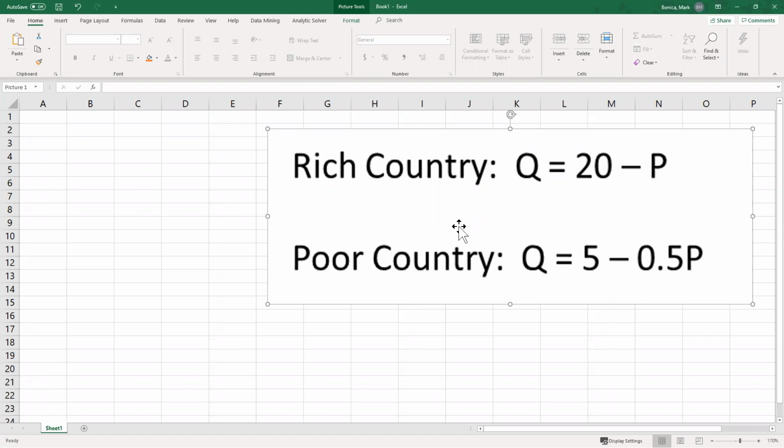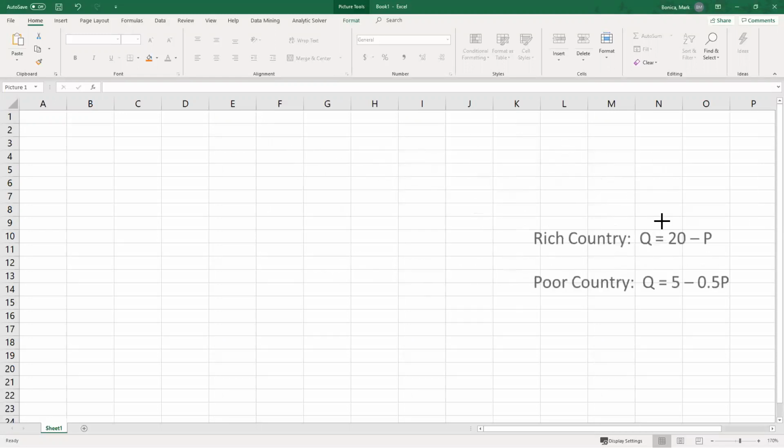Now, it costs the pharmaceutical manufacturer the same amount to produce the drug, whether they sell it in rich country or poor country. And so we're going to assume that it's a half per unit in cost. And then the key difference is in rich country, because they're rich, they have a demand function of Q equals 20 minus P. And in poor country, they have a demand function of Q equals 5 minus 0.5 P.